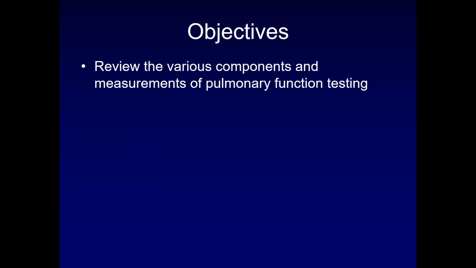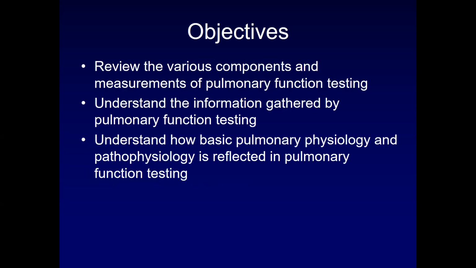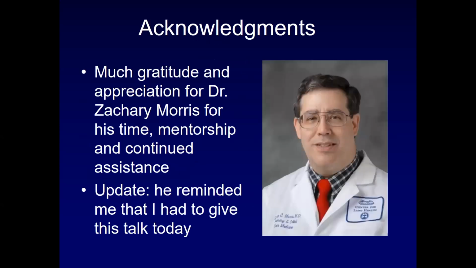Today is part two, in which I'll talk about lung volumes, diffusion capacity, respiratory muscle forces, and the scattering of other tests that we do. The objectives are no different than before. I'm going to review the various components and measurements of pulmonary function testing. My hope is that by the end of the talk, you'll understand the information gathered by pulmonary function testing and how the basic physiology and pathophysiology is reflected in it. Lastly, we'll try to integrate some basic understanding of pulmonary function into clinical contexts.